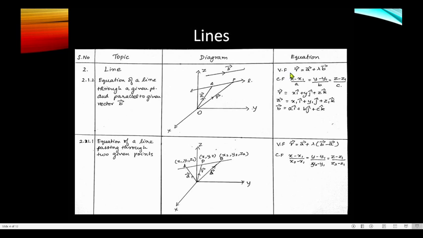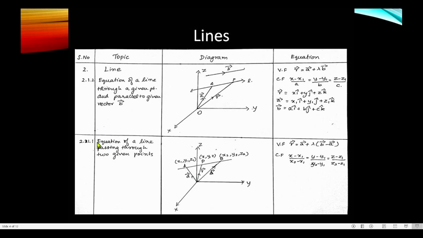Vector form is r vector equal to a vector plus lambda b vector. Cartesian form is x minus x1 divided by a, which is equal to y minus y1 divided by b, which is equal to z minus z1 divided by c. Here r vector is x i cap plus y j cap plus z k cap. A vector is x1 i cap plus y1 j cap plus z1 k cap. Here x1, y1 and z1 are the points given in the question, or the point which the line is passing through. B vector is equal to a i cap plus b j cap plus c k cap.